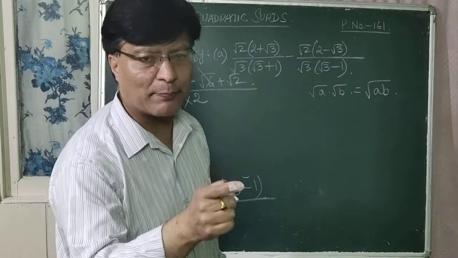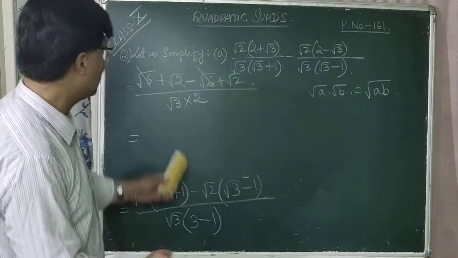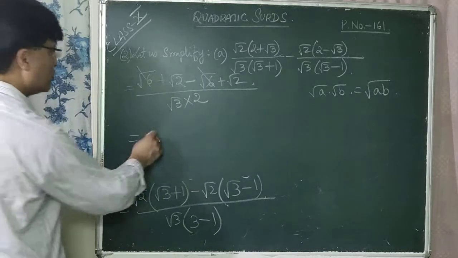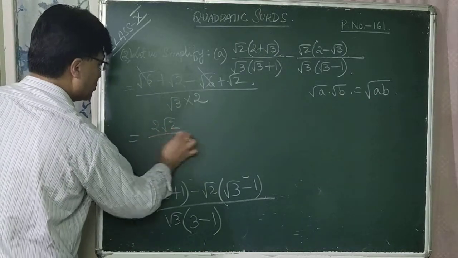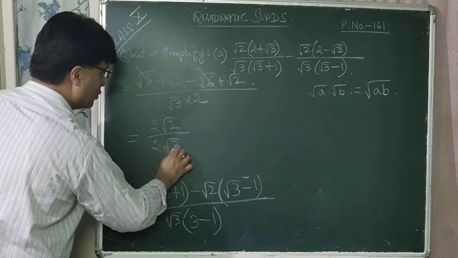One apple plus one apple is equal to two apples. Similarly, what is root 2 plus root 2? How many root 2 are there? Two. That means 2 root 2. It is 2 root 2 divided by, what is root 3 into 2? It is 2 root 3.